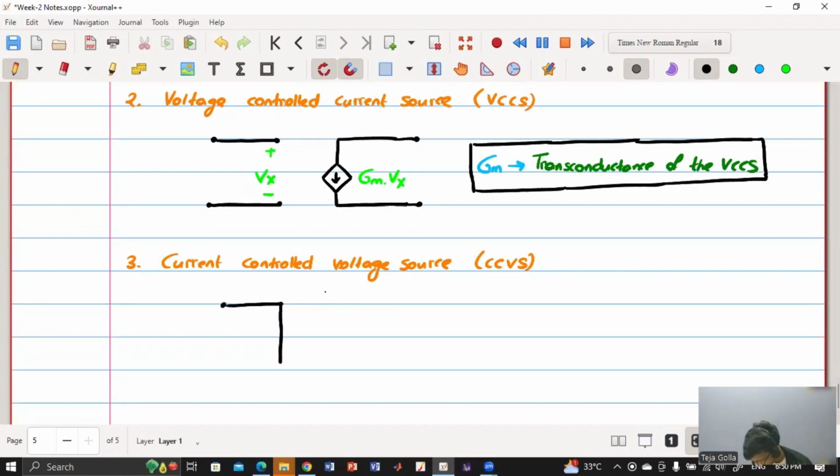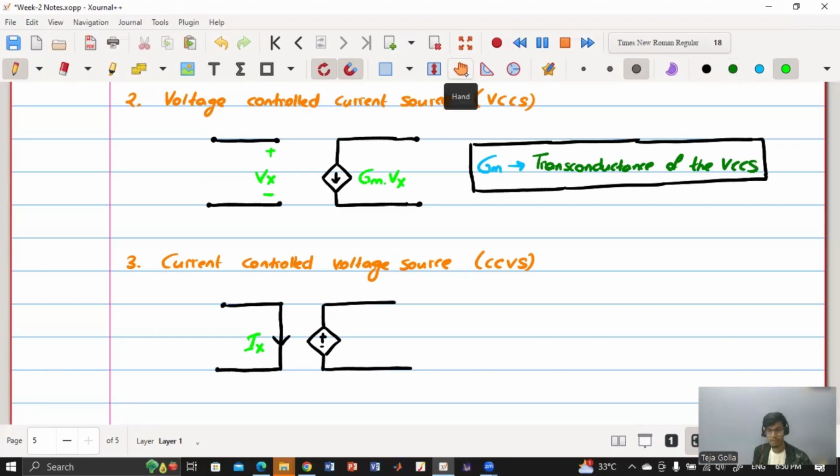So okay, let me draw it then, maybe. So there is a current flowing through some element, say Ix, and that is getting converted into a dependent voltage. So that's why again we have plus and minus. Okay, so this is Ix, and it is getting converted into a voltage. So voltage has a dimension of volt and current has a dimension of ampere. So what is the term that converts ampere or current to voltage? Resistance. So that's why this is Rm into Ix. And this is called the transresistance.